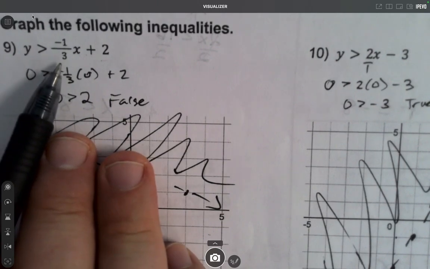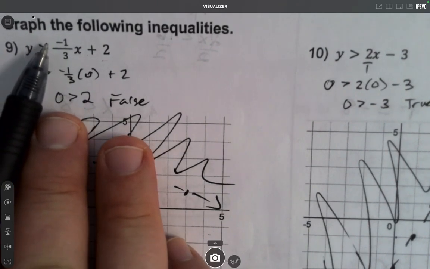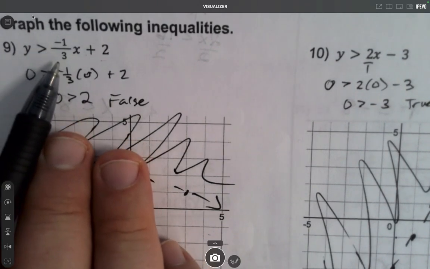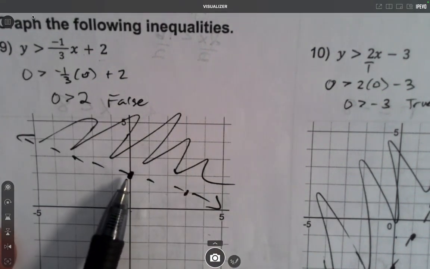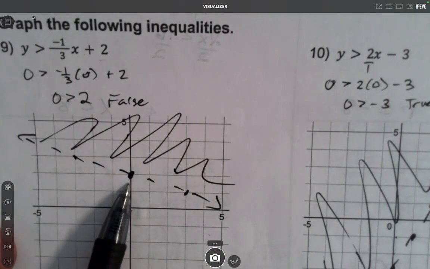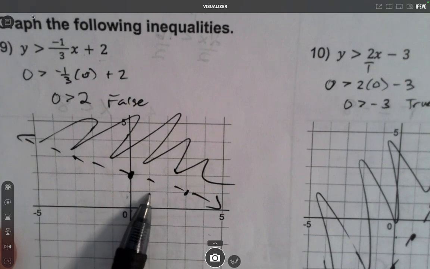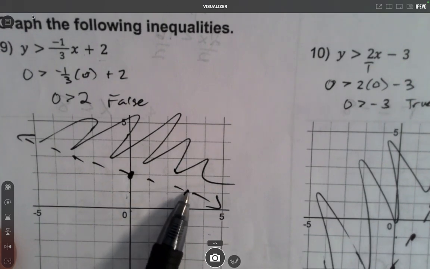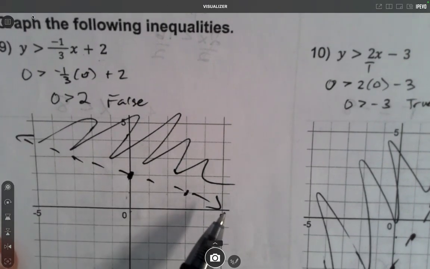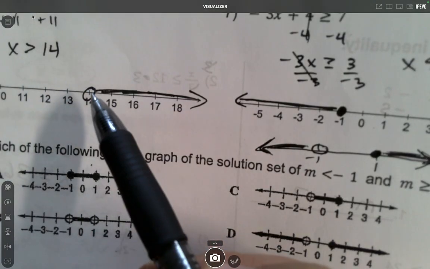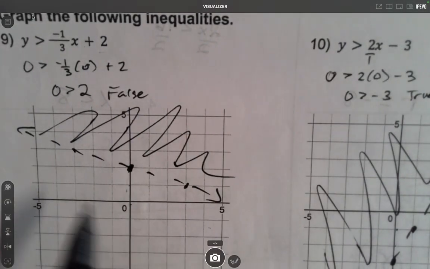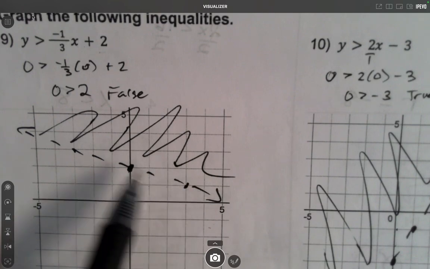Then the slope tells me where to go next. The top number always tells you what to do, up or down, and the bottom number tells you how far to go to the right. So that's telling us to go down 1 and over 3. So starting at our y-intercept, we go down 1 and over 1, 2, 3. That's where we draw our other point. And just like a greater than or less than makes us use an open circle, a greater than or less than makes the line dotted instead of whole or solid.